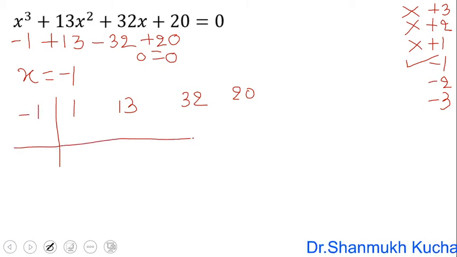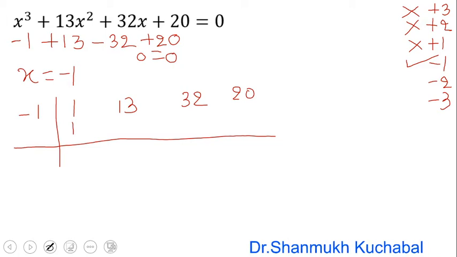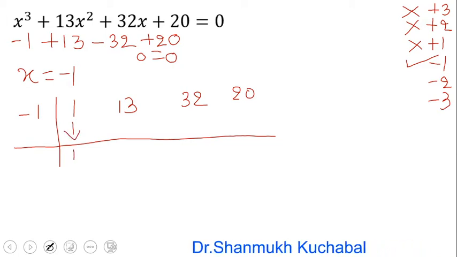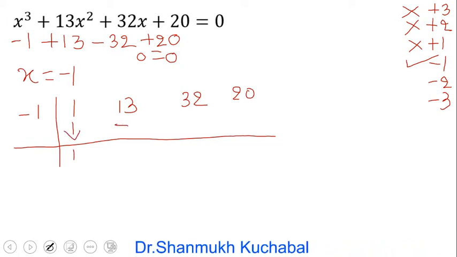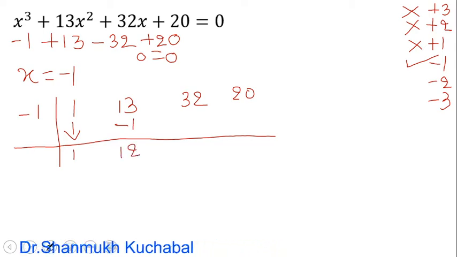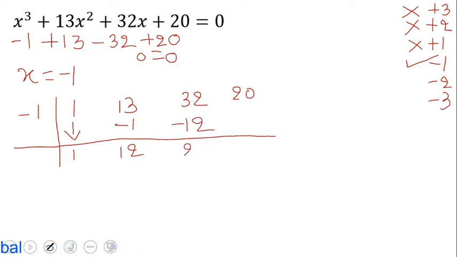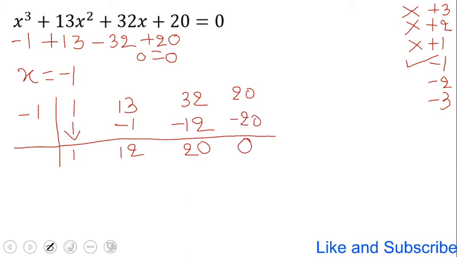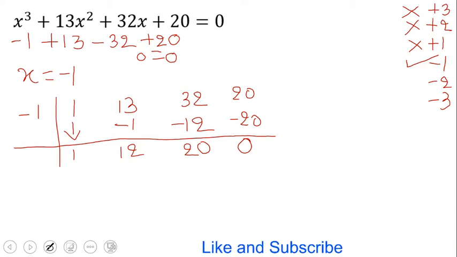Simplification is very easy. 1 it is, the same number I am taking. 1 into minus 1, we get plus 13 minus 1 as 12. So 12 into minus 1 is minus 12. Plus 32 minus 12, we get 20. 20 into minus 1 is minus 20, so we are going to get 0. Usually we should get 0, then only it is correct.